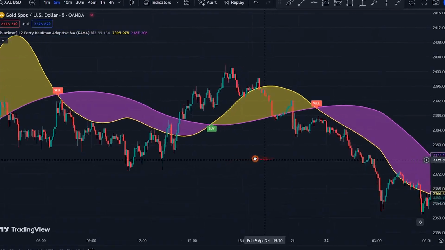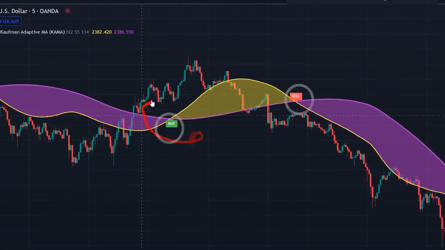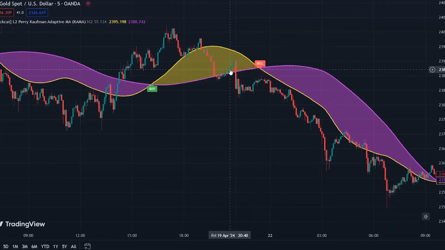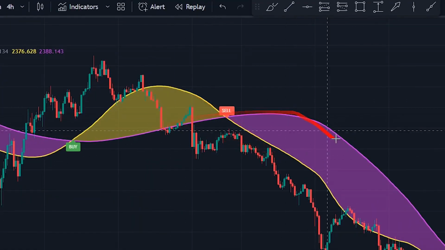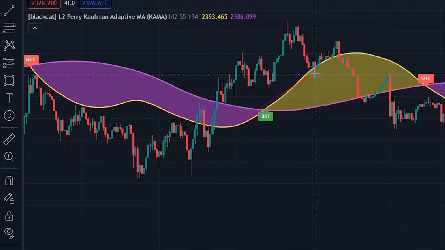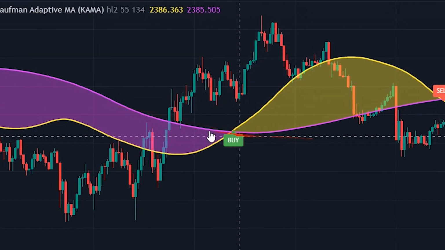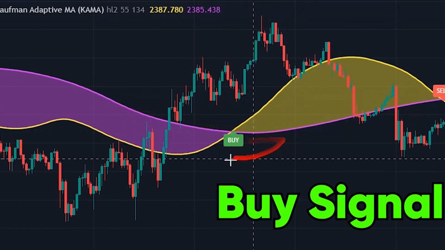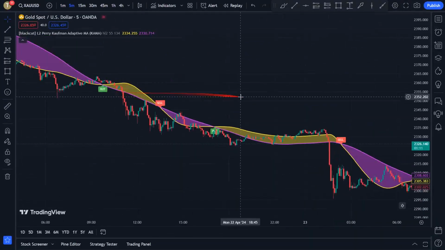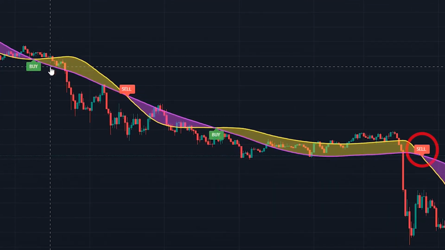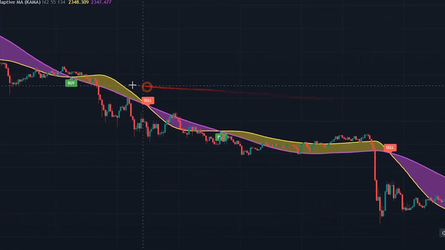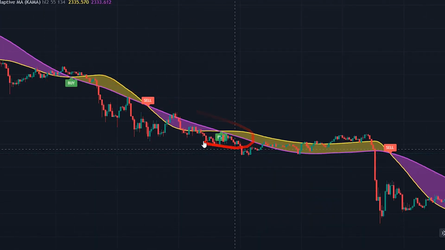As you can see, in some places, it generates signals for us. Whenever the fast Cuffman line crosses below the slow Cuffman line, you can see sell signals. And whenever the fast Cuffman line crosses above the slow Cuffman line, you can see buy signals. In some points, these signals are valid and we can enter our trades when we see these signals. In some places, these signals are incorrect.